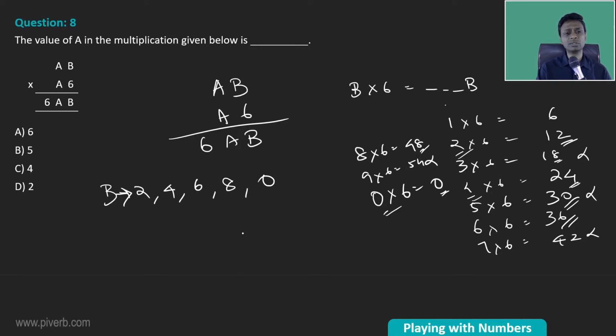Wonderful. So now let's come back to the A part of it. This is AB into A6. Just think about this. B could be 2, 4, 6, 8 or 0. All of them are possible. What is AB into A6? This could be 1 something into 16. 1 dash into 16.